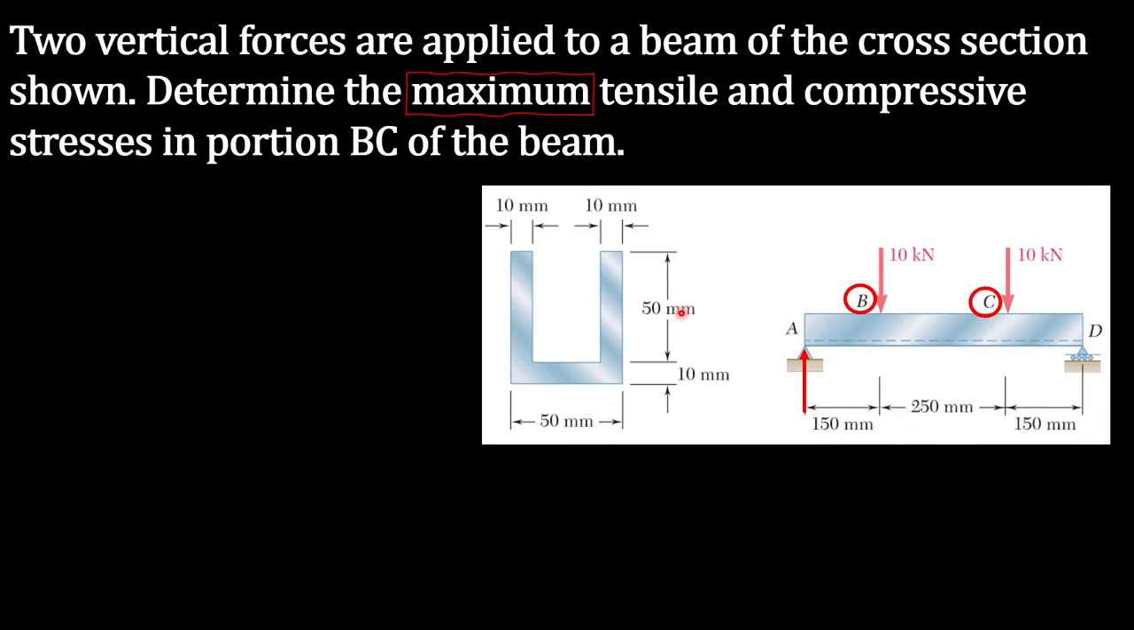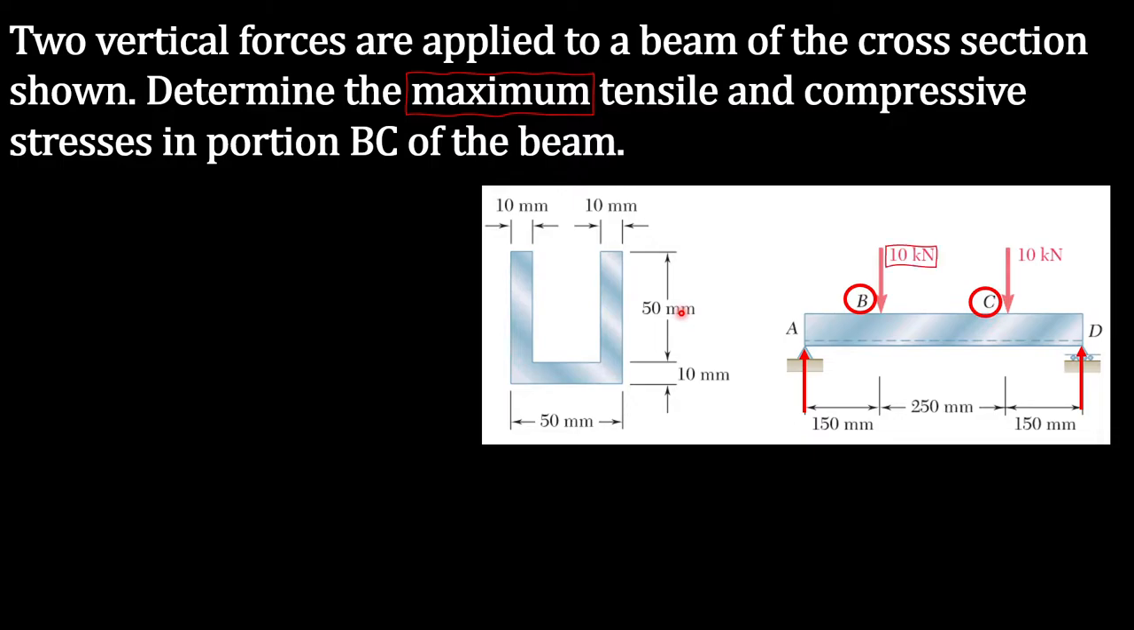In this beam, we have a support called a pin support. It restricts the movement in the vertical and horizontal direction. And we have a roller support that restricts the movement only in the vertical direction. Since we are only dealing with vertical forces, and the only horizontal reaction that we could have is at support A, that horizontal reaction will be zero.